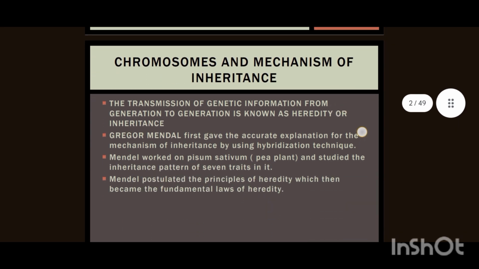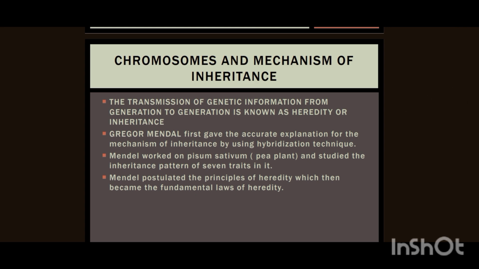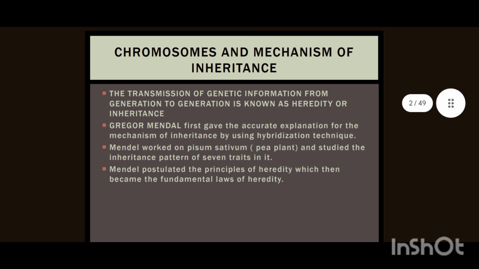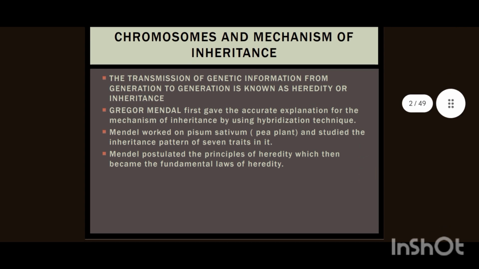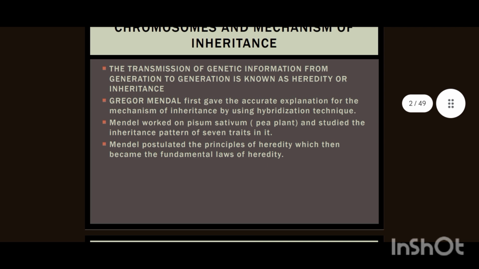The transmission of genetic information from generation to generation is known as heredity or inheritance. Physical characteristics are transmitted from parents to offspring by heredity or inheritance. So, transfer of genetic information from one generation to another, or from parents to offspring, is called heredity or inheritance.